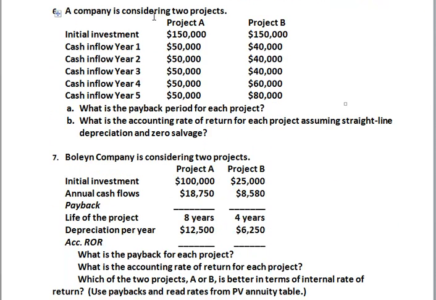The next question says that we're considering 2 different projects, Project A and Project B. It gives you the cash. The initial investment for each project is $150,000, and then it gives you the cash flow. And the question says, what's the payback period for each project?